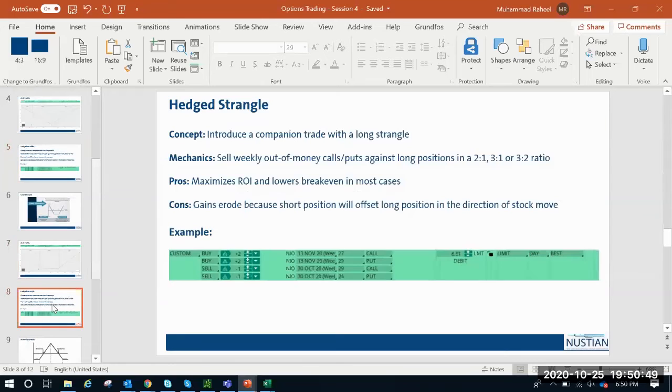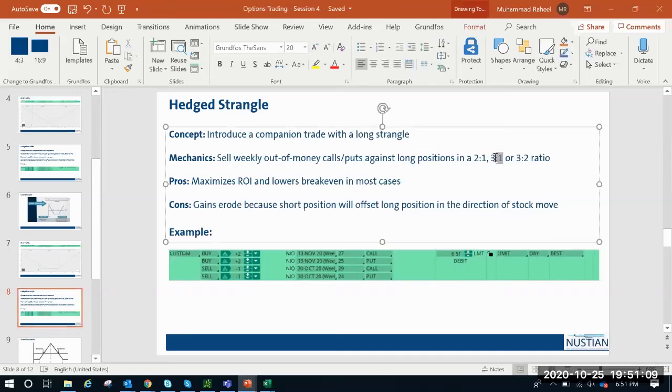And then same thing for the hedge triangle, also about the same, but here also you do the same: sell weekly calls and puts against your holdings that you have a bet on 13 November earnings play, and do it in 2-to-1 ratio, 3-to-1 ratio. Like if you're holding 3 calls and 3 puts, maybe you just sell 1 against them. So it's 3-to-1 ratio or 3-to-2 ratio, or 2-to-1 ratio. But that's something on you, how you want to play.